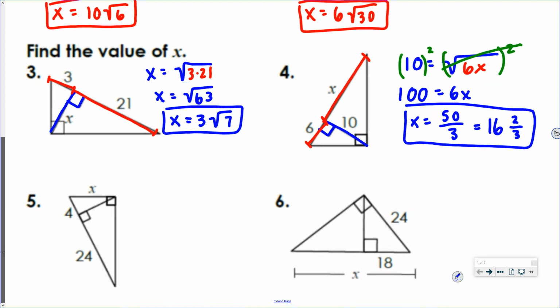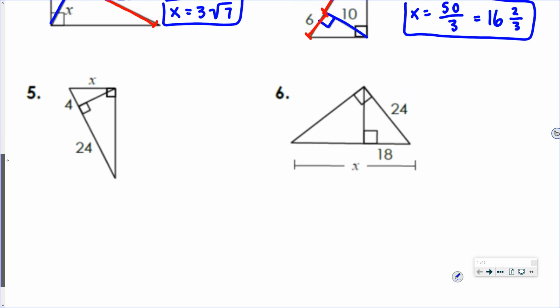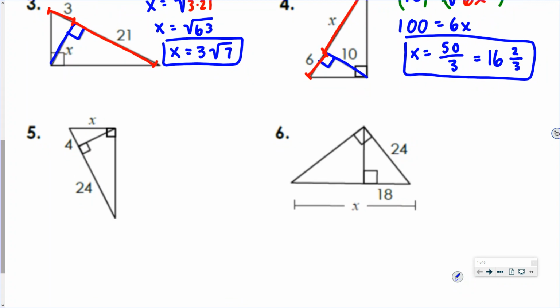The other theorem we learned was called the leg theorem. This one I called the altitude. This one was the leg. And the legs of a right triangle, so that's obviously these ones that form the right angle. Those are my legs. The leg is the geometric mean of the entire hypotenuse and the piece of the hypotenuse that it touches.